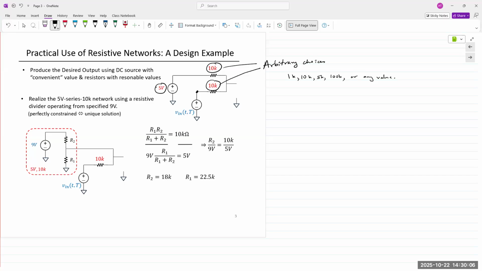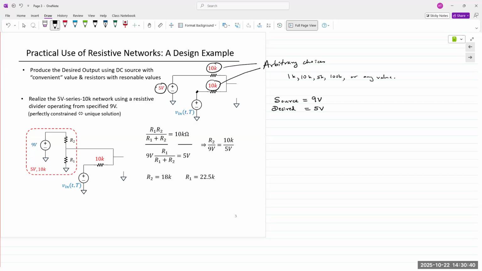In our design, we are provided with a source of 9 volts, right? And we want to obtain 5 volts. So 5 volts from a 9-volt source is easily accomplished by using a series resistive network, meaning using voltage divider.